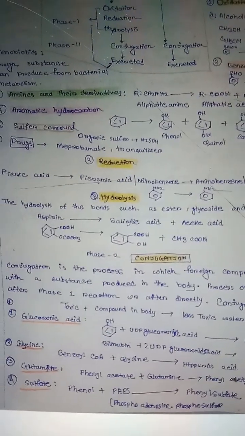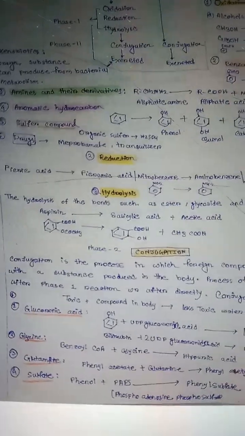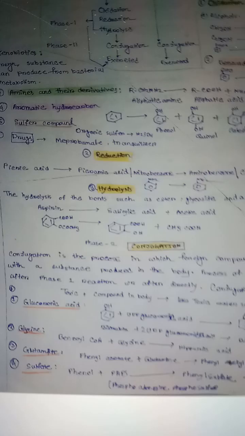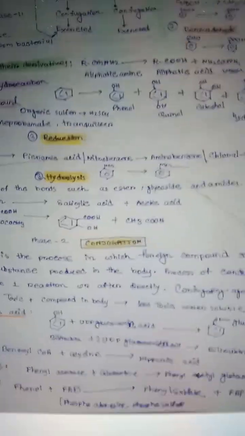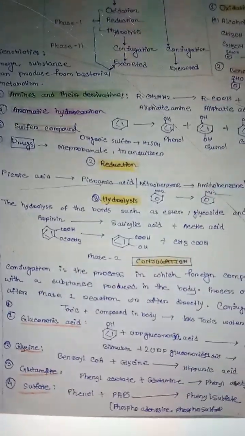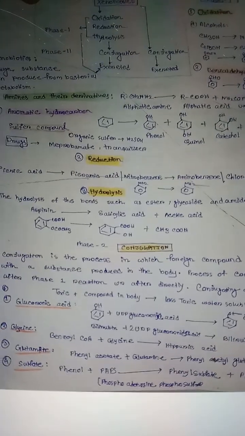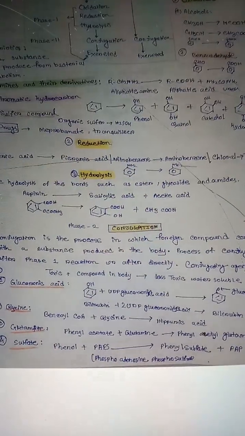And hydrolysis, you should remember, that is S. Aspirin has an S. Salicylic acid has a big S, which is derived from salicylic. So you can recall it with the term hydrolysis. S is for salicylic acid, which is from aspirin. Okay. Now let's start the conjugation reaction.